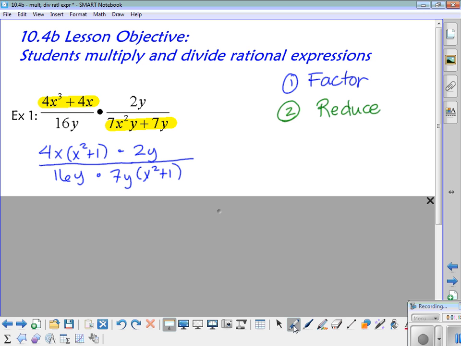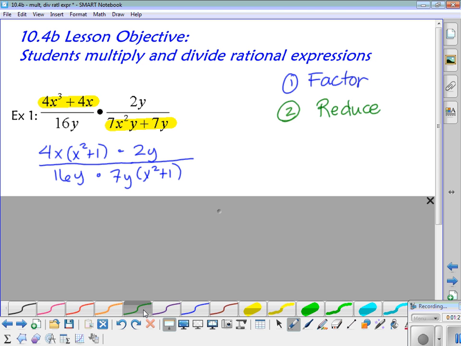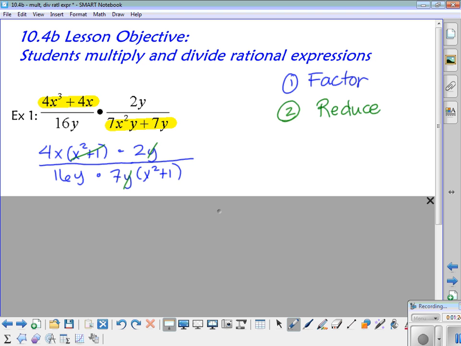All right, and then I just reduce it, so I see what's the same on the top and the bottom. So I've got a y and a y that I can cross out, an x squared plus 1 and an x squared plus 1. And I can reduce the 4 and the 16. 4 goes into itself once and 16 4 times. So now all that's left on top, oh wait, I'm not done. I've got a 2 over here and then the 4 here, so that becomes 2. All right, so now all that's left is the x on top here, and then I have the 2 and the y and the 7 on the bottom. So multiplying across with what's left, I have x over 14y.